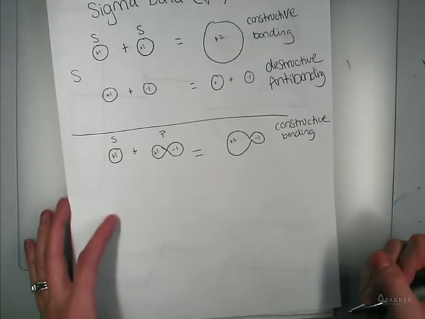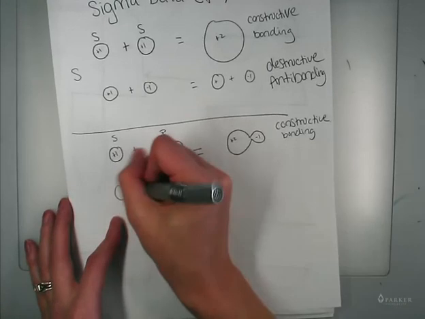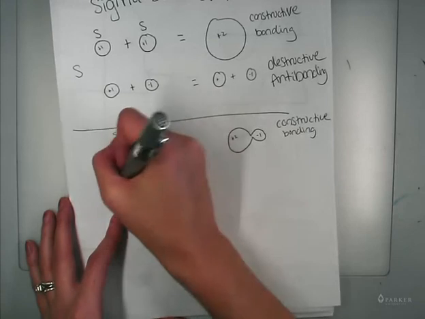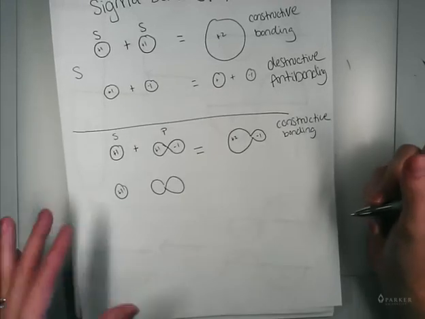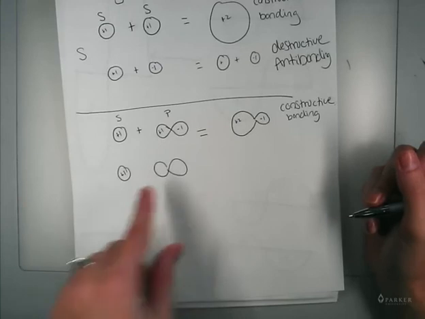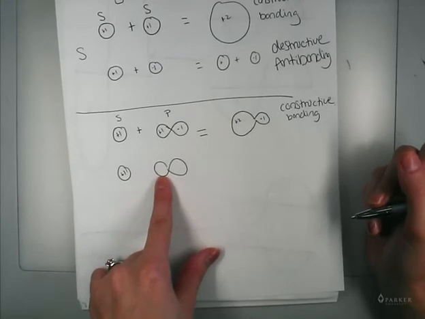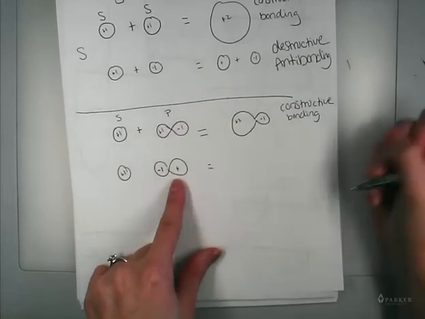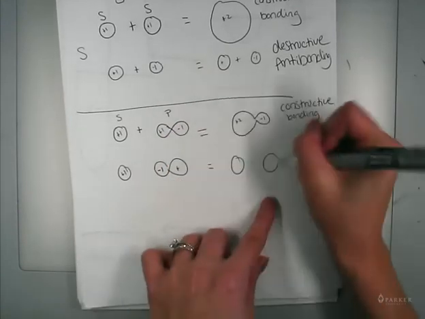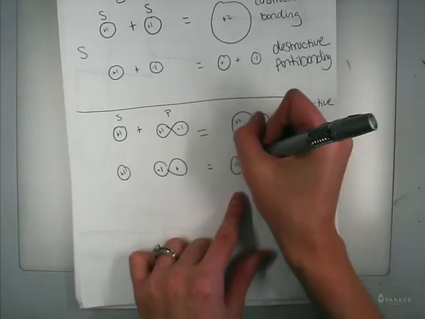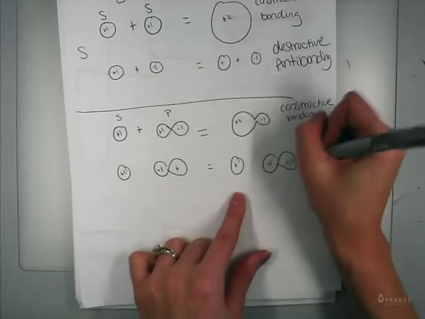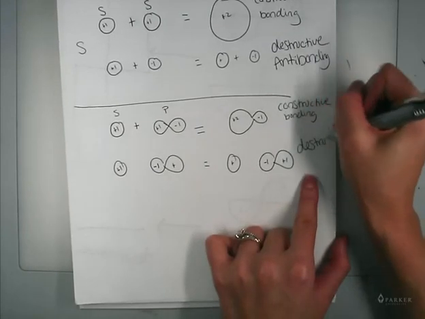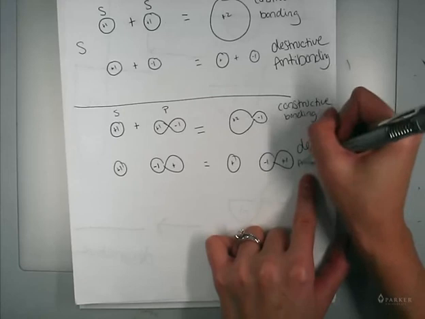So if I was doing it destructively, I draw the same thing. I have my S, my P, and let's say I tell you the magnitude of this one is a +1. So what would the magnitude of this lobe right here be? -1. So would anything happen there? No, so just draw nothing happening, so you just draw them again. And we call this what? Destructive antibonding.